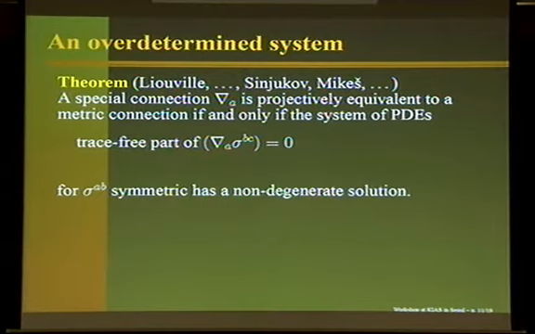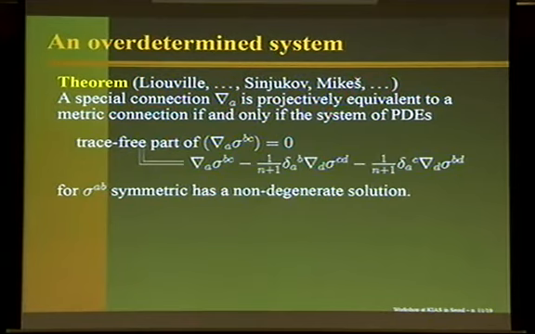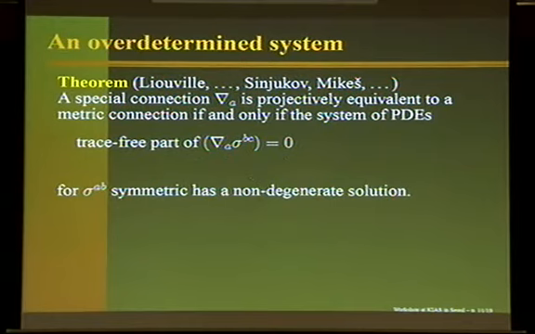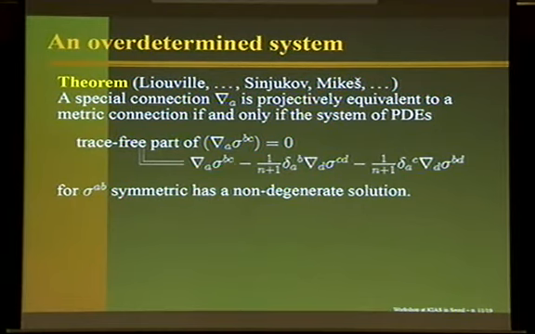But this is a system of equations. The system of equations here is the trace-free part of this derivative of a symmetric form. If it has a solution which is generic, which is non-degenerate like that, then it turns out that this holds if and only if this metric is projectively equivalent to a metric connection. Now I've written it like this, the trace-free part of, but this is something completely explicit. You can take out the trace completely explicitly like this.